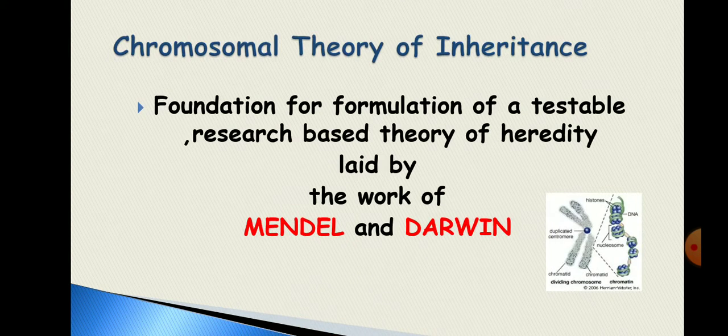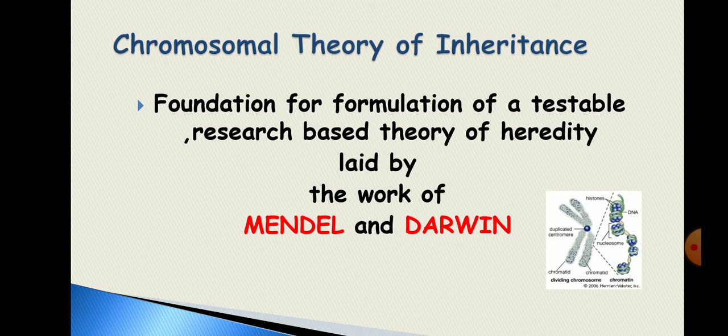Now we start the history of formulation of the chromosomal theory of inheritance. The foundation for formulation of a testable research-based theory of heredity was laid by the work of Gregor Mendel and Darwin. Mendel was a geneticist and Darwin was the naturalist who presented the theory of evolution by means of natural selection.